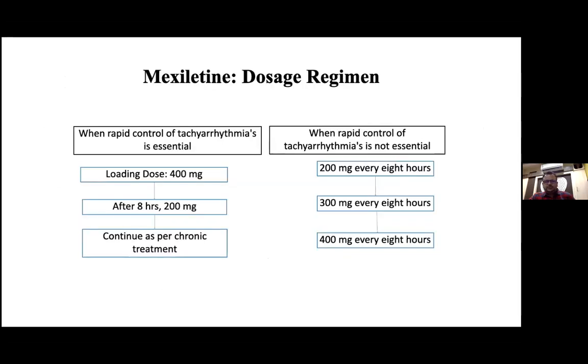When rapid control of tachyarrhythmia is essential, a loading dose of 400 milligram can be given, then 200 milligram TDS, and continue as per the chronic treatment. If rapid control is not essential, then 200 milligram TDS followed by 300 milligram TDS, then 400 milligram TDS can be given depending upon the response. The dose can be increased over a 3 day interval.